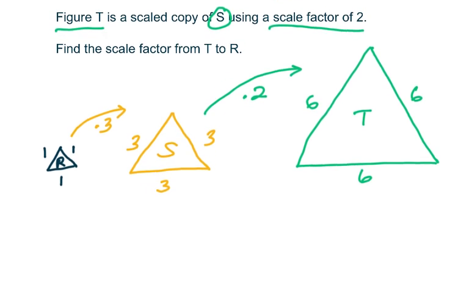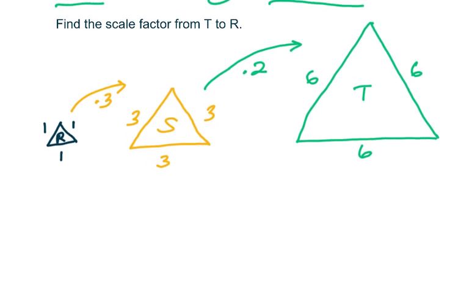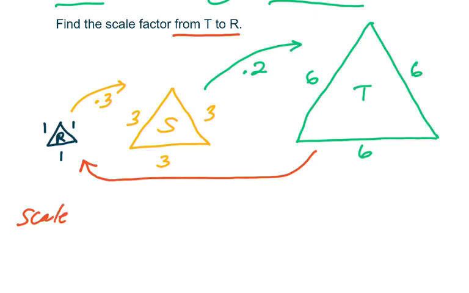So now I can actually see the triangles that I'm working with, so I have a better idea about what they look like. Find the scale factor from T to R. So from T to R. I'm going to set this up as a scaled length over my original length. And I can pick any of the sides, right? But they'll be corresponding. I'll start here.